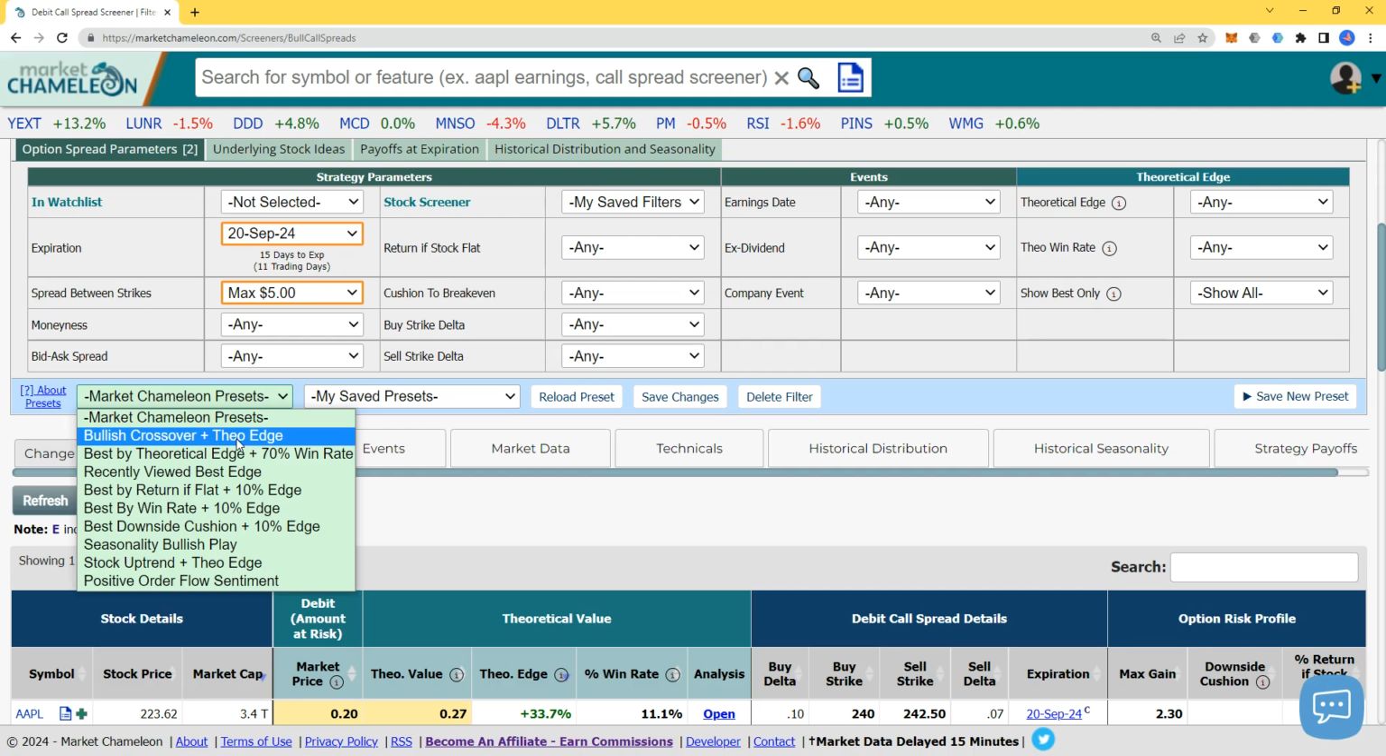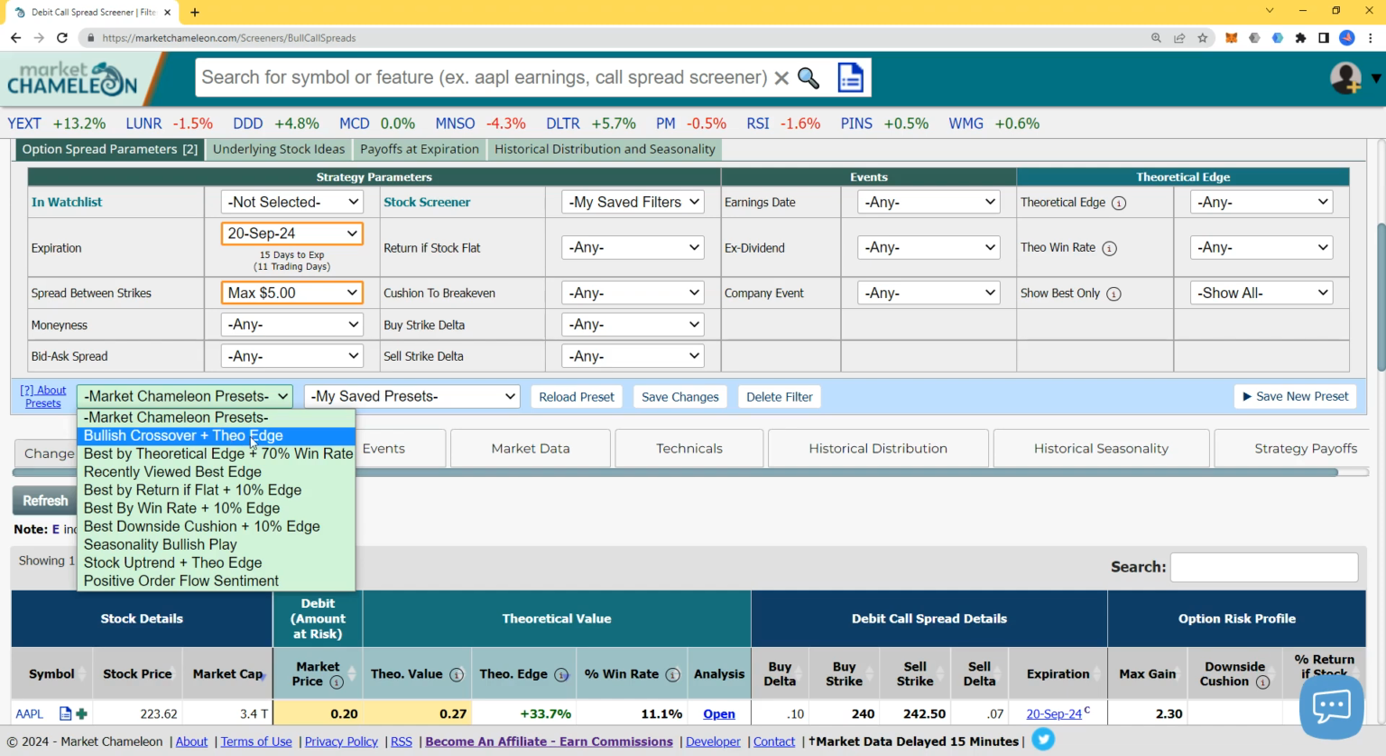Bullish crossover is a technical indicator. So the stock is on an up momentum, which is what you want to see on a debit spread, because you are buying an out of the money debit call spread, and you assume that the stock will go higher all the way to the call that you sold.